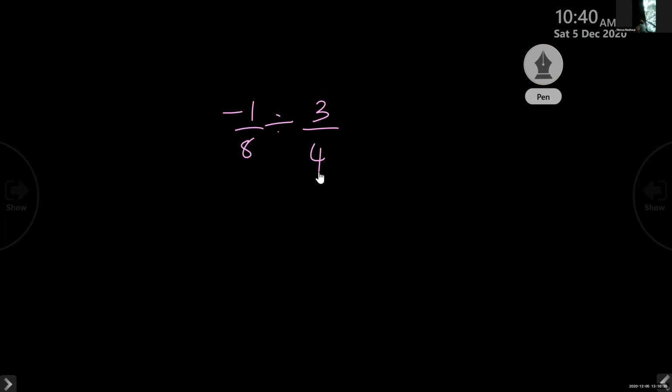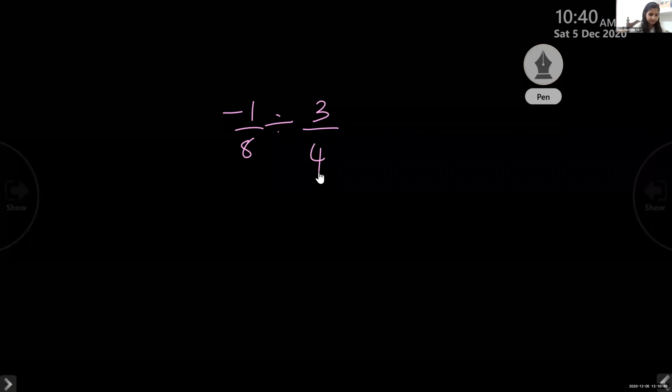So let us see. Negative 1 by 6. 1 by 8 divided by... So multiply by 4 by 3, isn't it? So you'll get negative 4 by 24.